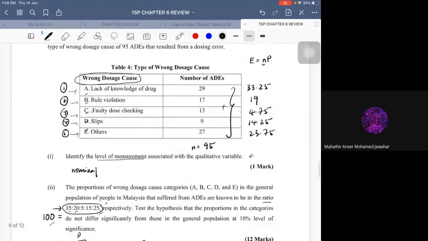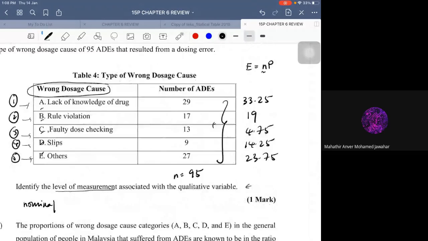Okay, so now that we already have the expected value, you have to check for each of the categories whether the expected value actually fulfills the condition. So does this fulfill the condition? Yes or no? Okay, do these values that we get over here, our expected frequency, fulfill our condition for goodness of fit?